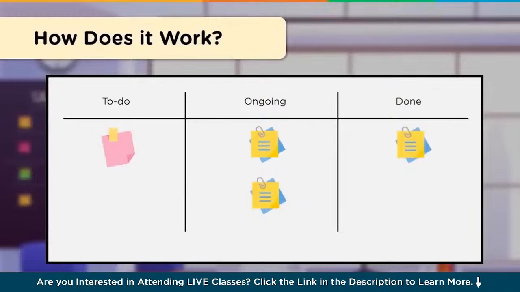Now although this is a physical representation of the board, several organizations use software versions of the board that replace the sticky notes with cards that can be moved from one column to another as work progresses. Now an example of such a software is Trello.